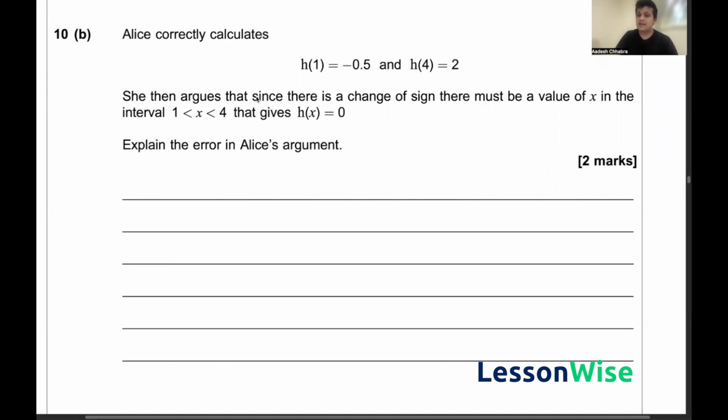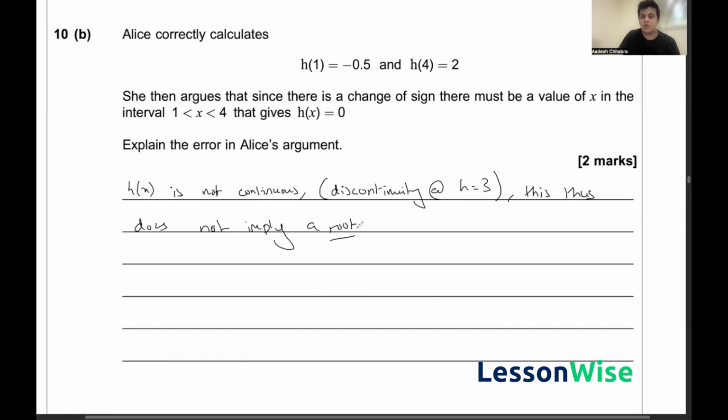Well, the error can be traced back to part A, where we found the domain of h of x. So we had found that h of x does not exist for x is equal to 3, and so that makes it a non-continuous function. So essentially, because h of x is not continuous, or you could specify there's a discontinuity at x is equal to 3, this thus does not imply that there must necessarily be a root. So a likewise statement, something similar to that, would yield you the 2 marks.